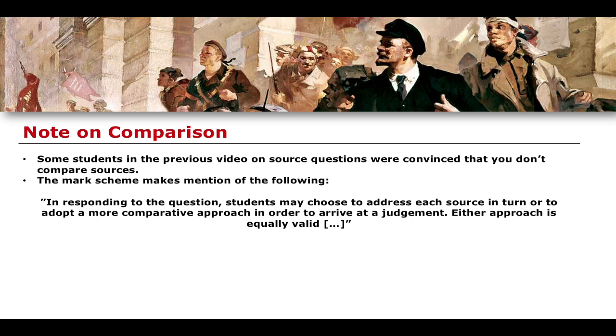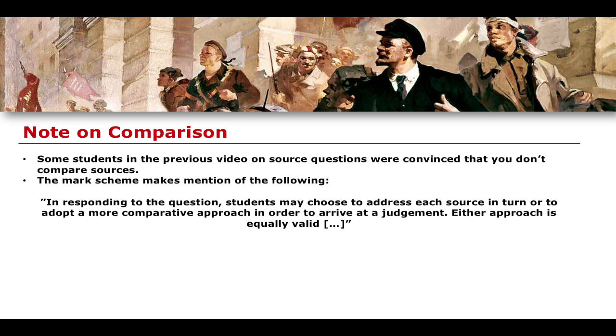Now, the way in which you structure your essays will depend. It can be either taking a big chunk of writing and talking about source 1, then source 2, then source 3, or it can be talking about each of these sources comparatively, talking about the values of one versus the values of the other. Either approach is equally valid. Okay, you are not going to lose marks or fail your answers if you compare sources.